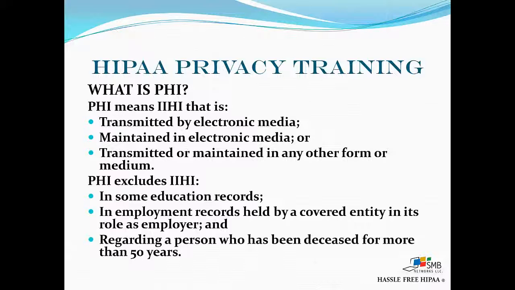So you can have electronic protected health information which is stored on a computer. But you can also have a patient's file that you physically pick up and can flip through the pages. That's protected health information that is not electronic, but rather is in a physical form. It's transmitted or maintained in any other form or medium other than electronic; think of it as paper. Once again, I give you this exclusion rule below. PHI excludes individually identifiable health information in some education records, in employment records held by a covered entity in its role as an employer, and regarding a person who has been deceased for more than 50 years.